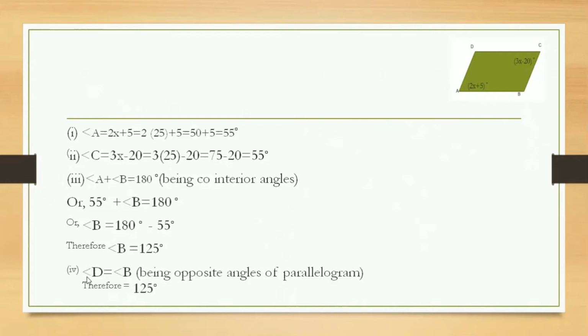Similarly, angle D equals angle B. Angle D and angle B are opposite angles of a parallelogram. Whatever we have got in B, that will be the angle of D also. That's why angle D also equals 125 degrees. We found all the angles A, B, C, D. Like this, okay?